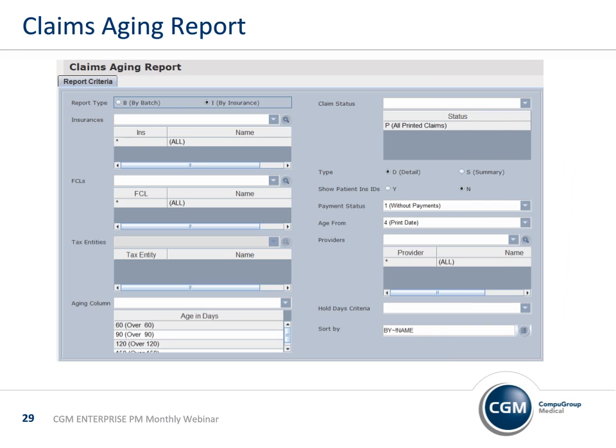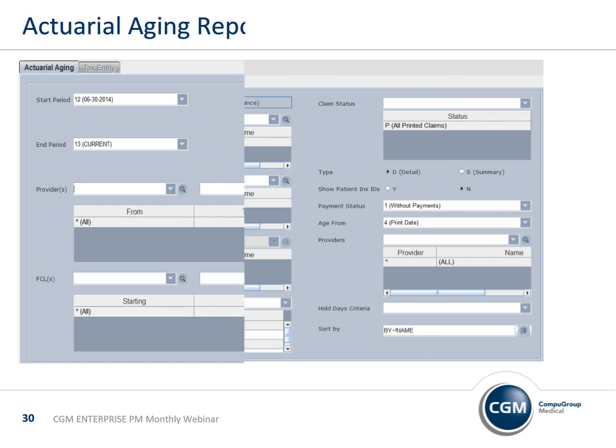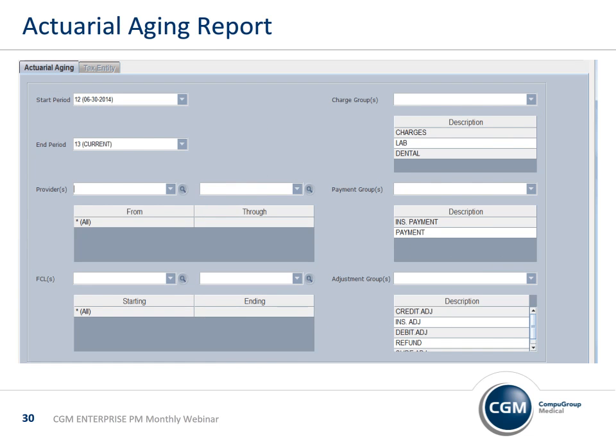The Claims Aging Report is a great tool to identify all pending claims for which no payments have been applied. This report can be printed for all or selective insurance companies, financial classes, or providers. The Actuarial Aging Report can be helpful to evaluate how many days it takes to receive payments for specific financial classes.